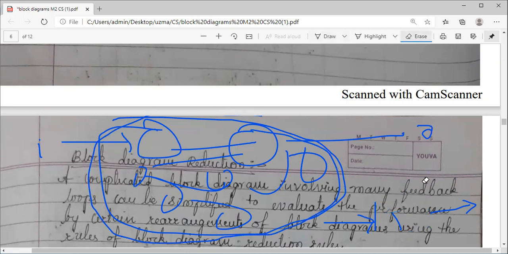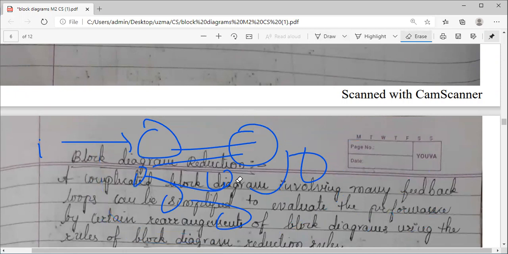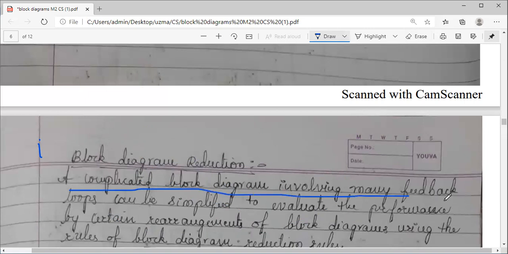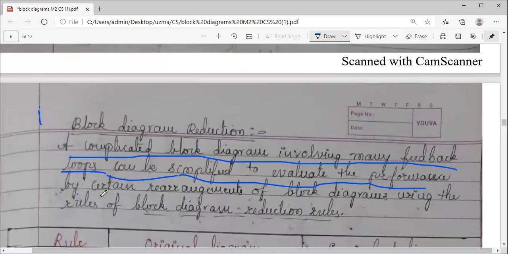So how can we reduce it? We should adhere to certain rules for it. Some rules are there in order to reduce such a big block diagram into a single block. So let us see what those rules are. A complicated block diagram involving many feedback loops can be simplified to evaluate the performance, but how?